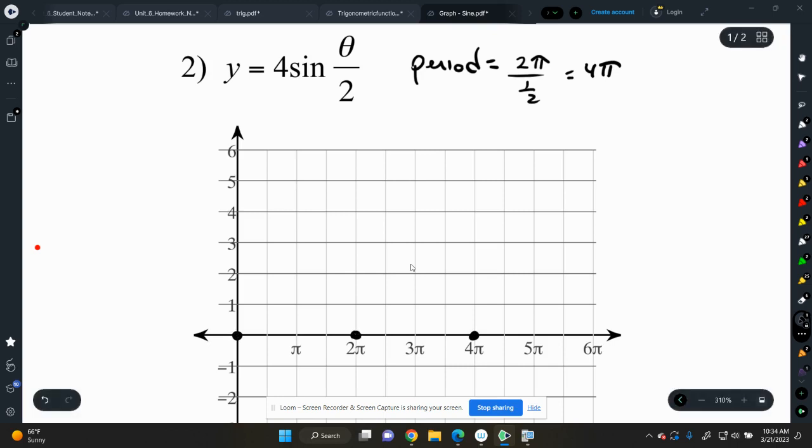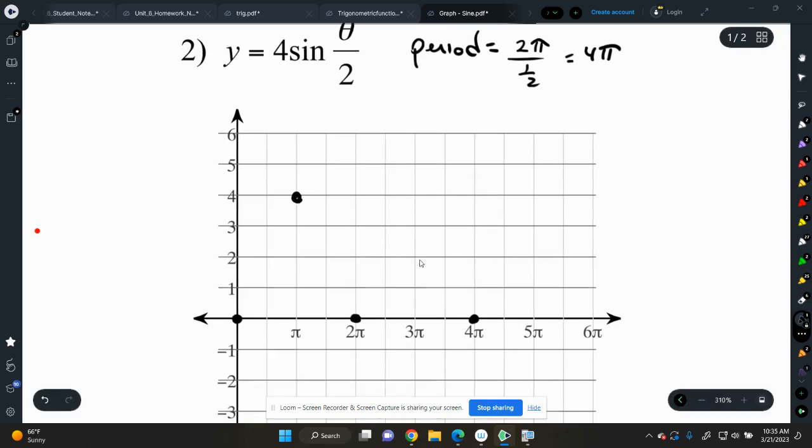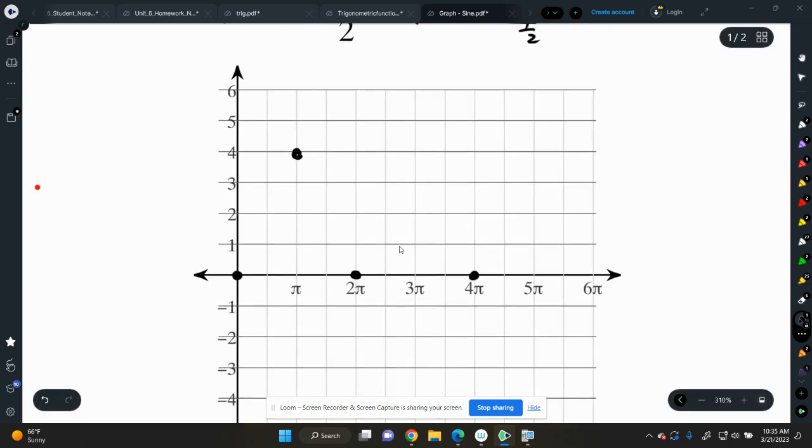Halfway, we have another x-intercept. Okay, so then in between those x-intercepts, I have an amplitude of 4. So we go 4, and then we go negative 4.